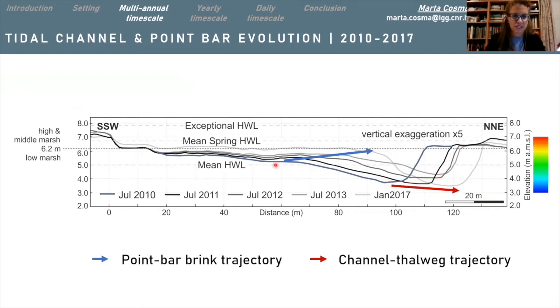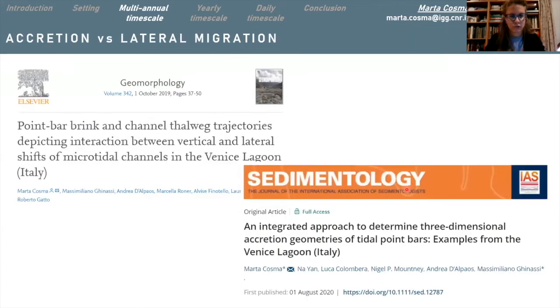So the evolution of the point bar rink and the channel talweg allows us to recognize that there is generally an increase in point bar thickness and accretion of the point bar. If you are interested in the relation between accretion and lateral migration on point bar deposits, there are a few references here, with a few recently published articles of my research group.